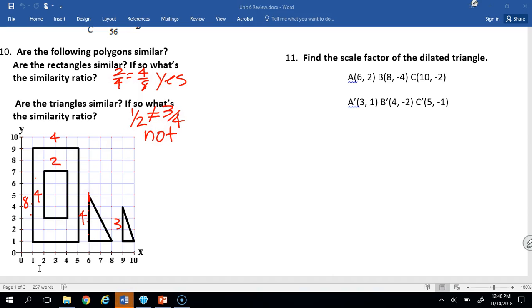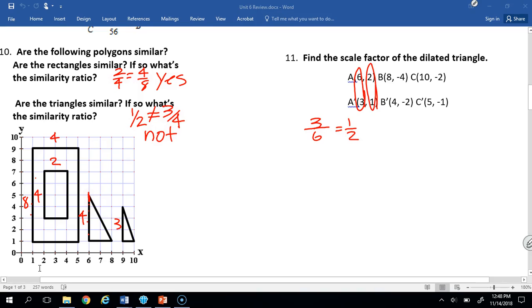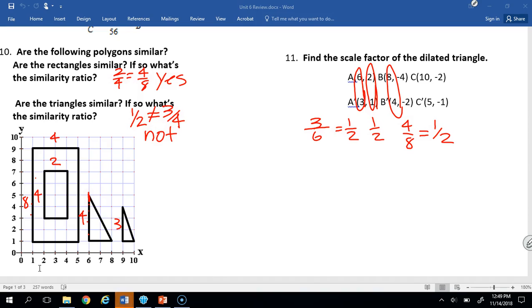So here, we're always going to take the ending numbers over the beginning numbers. So if we just take these two numbers right here, we could say 3 over 6. We know that that equals 1/2. Here, you can see 1 over 2 equals 1/2. 4 over 8. You could pick any number in these problems to figure out what the ratio is. And so it says, find the scale factor of the dilated. So the scale factor is 1/2 when we take the ending over the beginning.